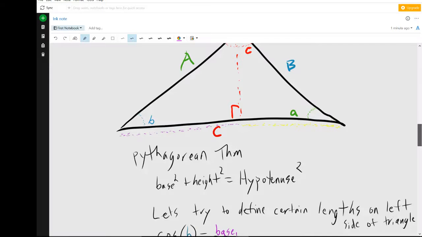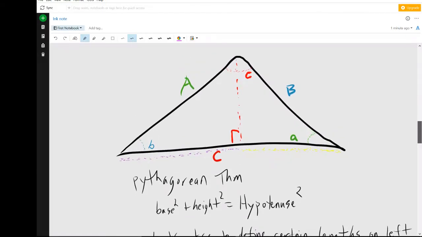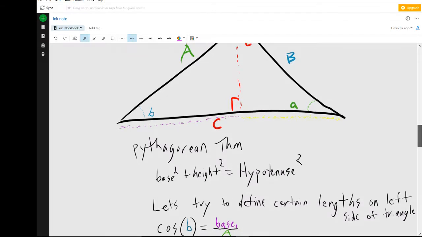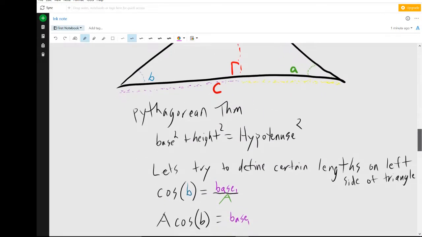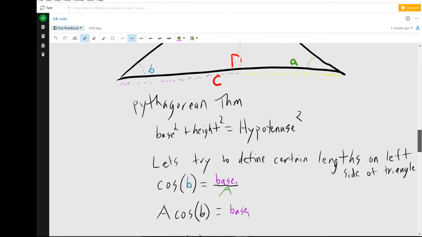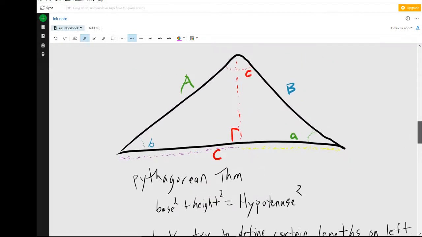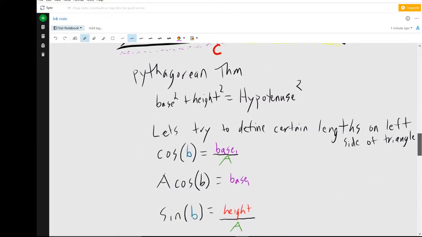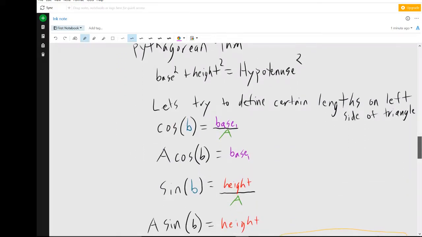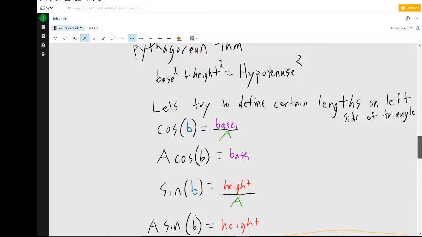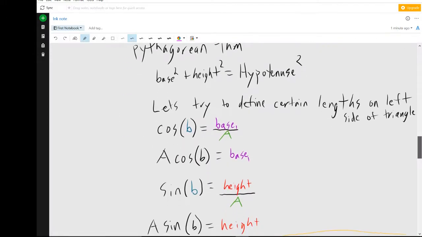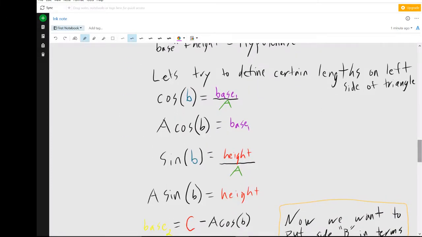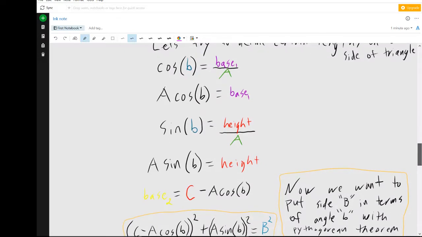And we're going to try to determine the lengths on the left side of the triangle. So again, we're going to try and find that purple base. So the cosine of b is going to be the purple portion over the hypotenuse, right? Adjacent over hypotenuse. Solve for a by itself, or the base by itself. So we solve for that purple portion by itself. Now we just need the red height. So we're going to do that as well. Sine of b equals the red height over hypotenuse. See if that's true. We see that it is. In that case, we can solve for height by itself. Now we have the red height and the purple base.